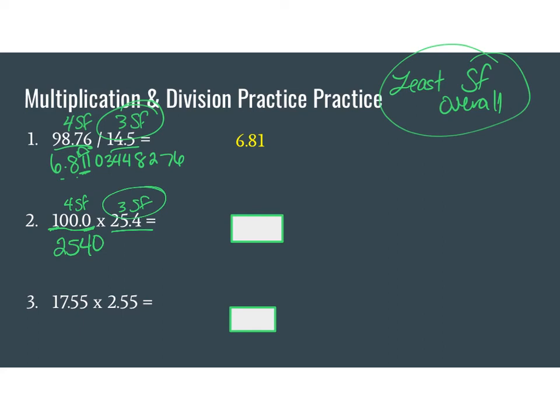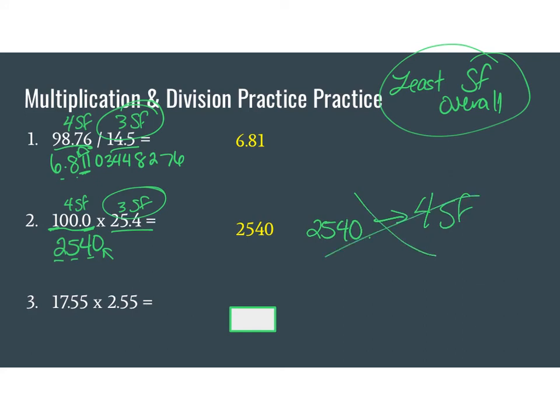I can only have 3 sig figs, 1, 2, 3. I need to make sure that this 0 stays, that it's insignificant. So what I'm going to do is just write down my value with no decimal place. If you were to write 2540 with a decimal, this has 4 sig figs. That is wrong. We don't want that.